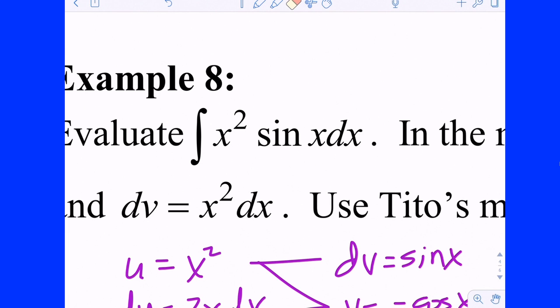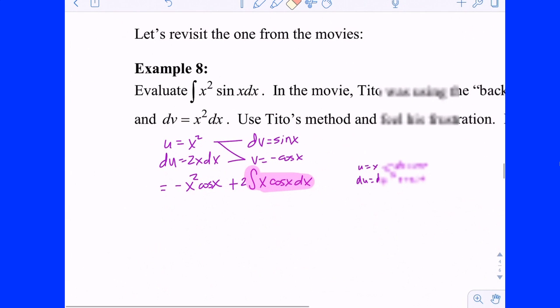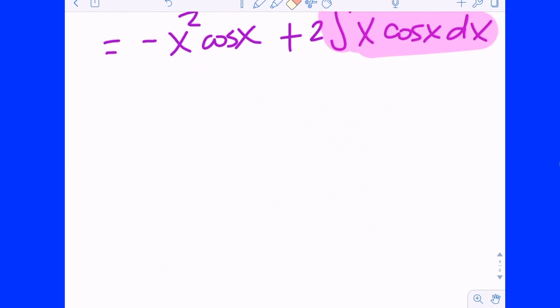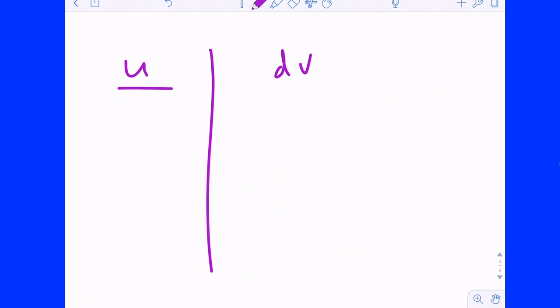So there's a better way to do it when that power is greater than 1. And it's what Mr. Escalante in the movie calls the tic-tac-toe method. Some people just call it the tabular method. So here's the tabular method. You still have to identify u, and you still have to identify dv. But here's what you're going to be doing. You're going to be creating a table. The rightmost column is just going to be a plus or minus column.